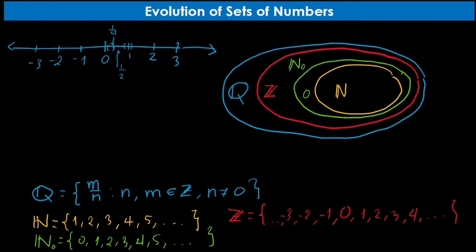Next is the irrational number. Now, the irrational number is not a rational number. Because what is a rational number? A rational number can be expressed not only as a fraction, but it can also be expressed in decimals. If we express this in decimals, it could be a terminating decimal or a repeating decimal.